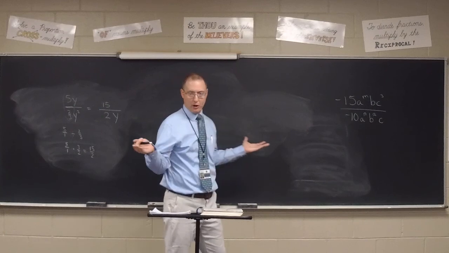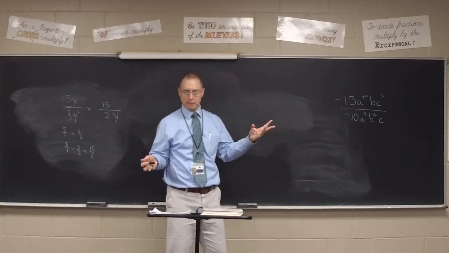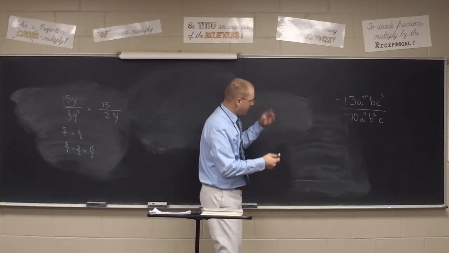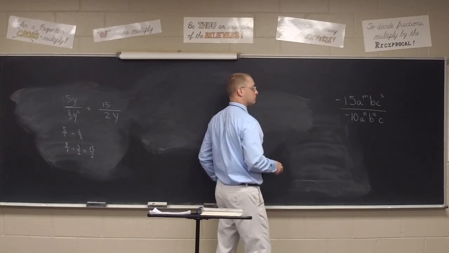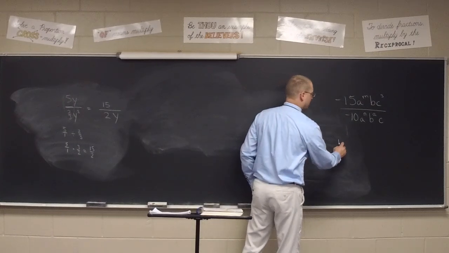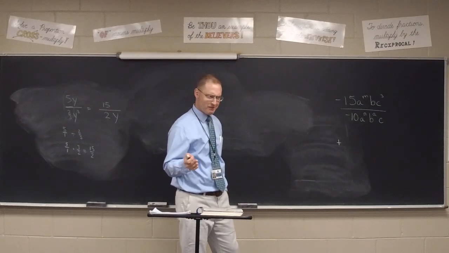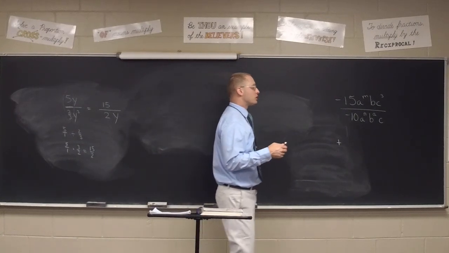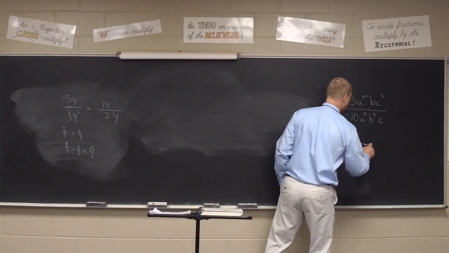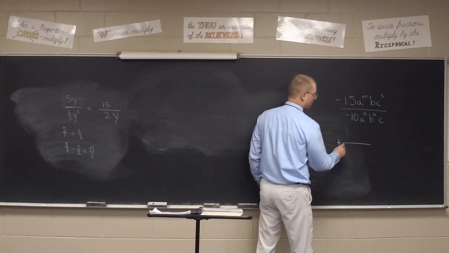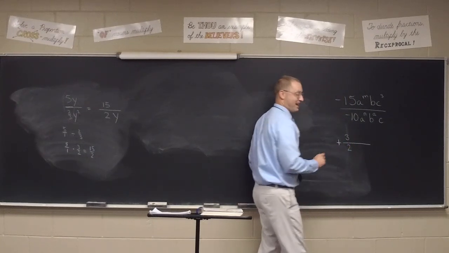It's still division of monomials, right? So we still have, what, 3 steps? Sign, number, letters. Let's take care of the sign first. Negative over negative is positive, because the signs are the same. Now, as far as the number goes, can we divide 15 by 10? No, not evenly. So let's reduce it down. Reduce each number by 5 to get 3 over 2, or 3 halves.